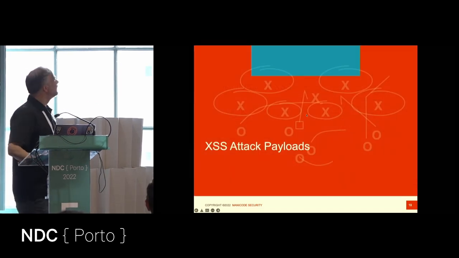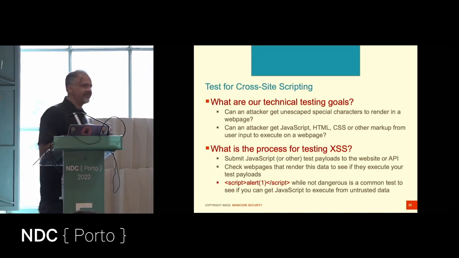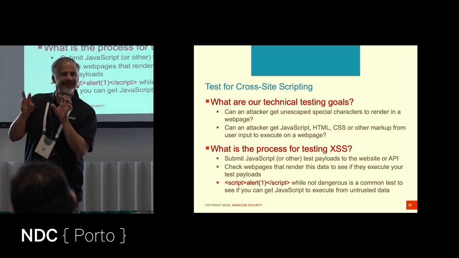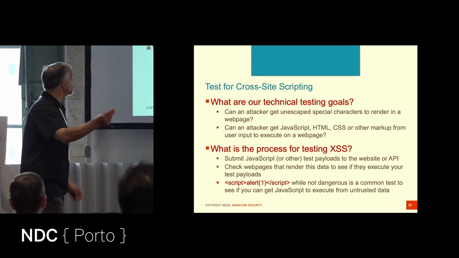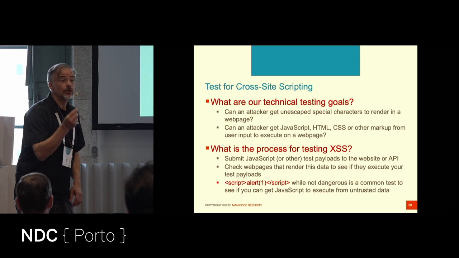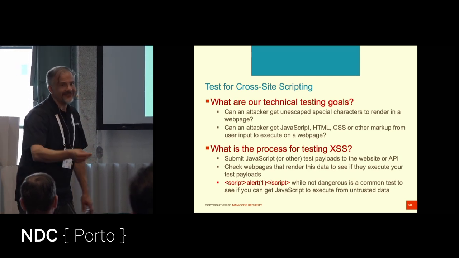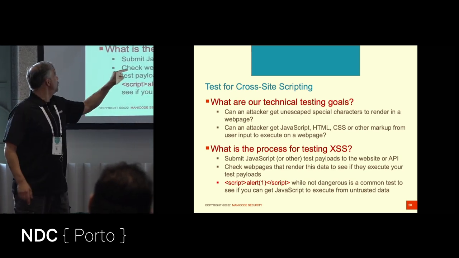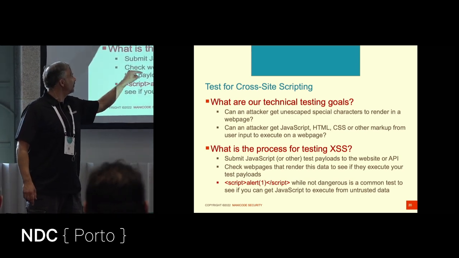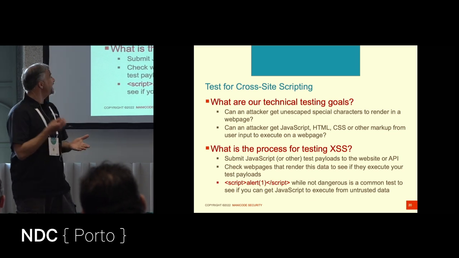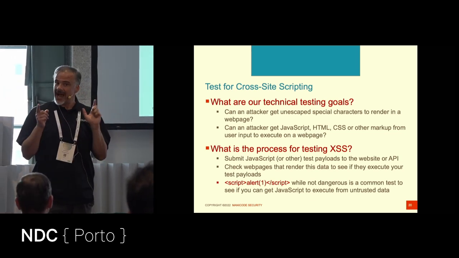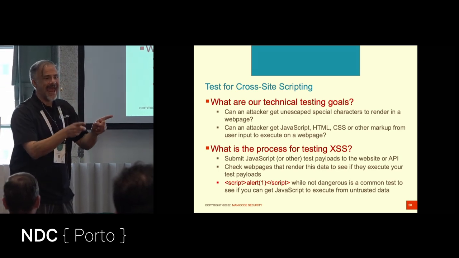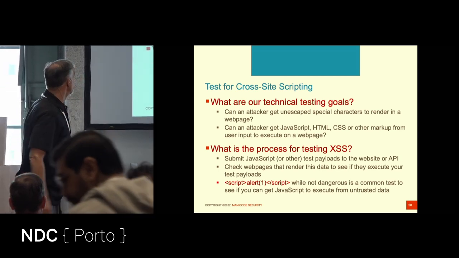How do we test? First of all, what are our testing goals? Can an attacker get their own content into your website so special characters render raw in a web page? Less than, greater than, and similar. Can an attacker get their own JavaScript, HTML, or style, or other markup to execute in a web page? Not your code, developers, but code from the attacker who's injecting this into your software.